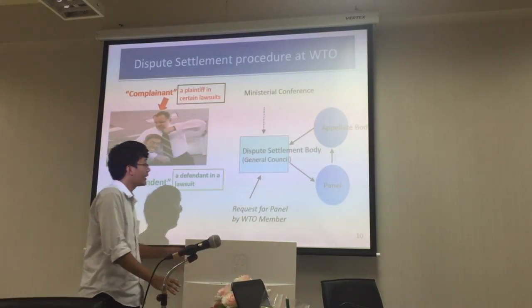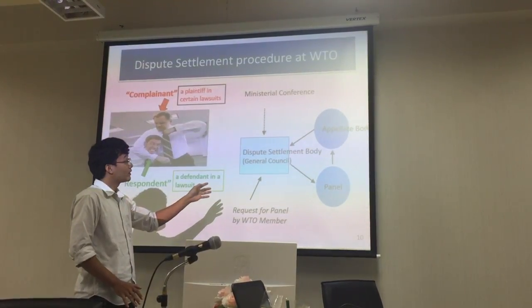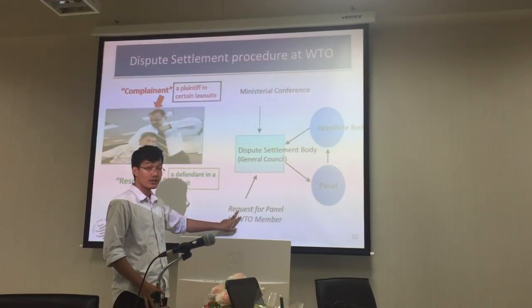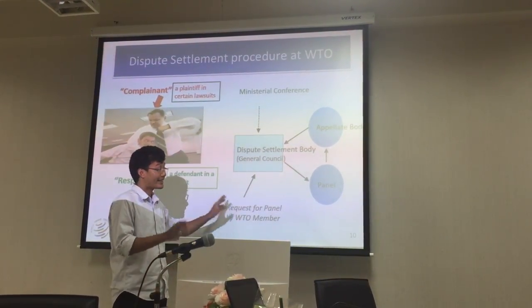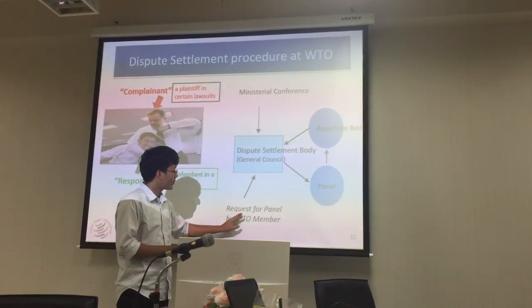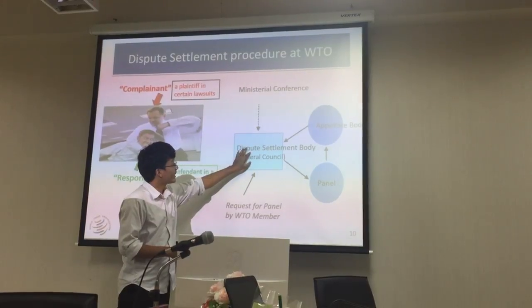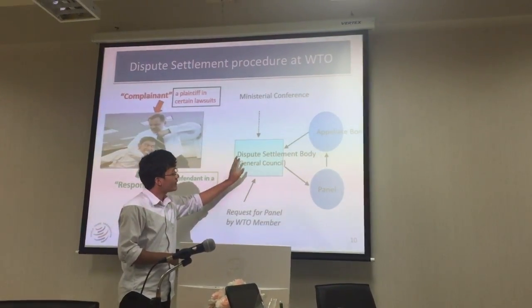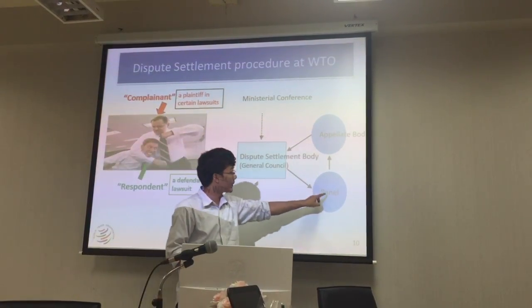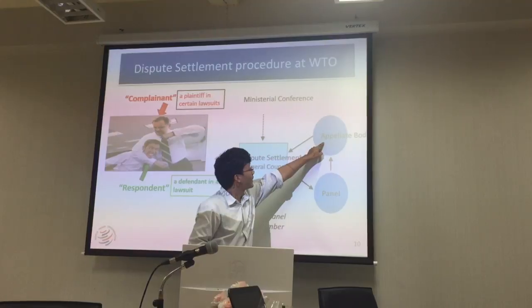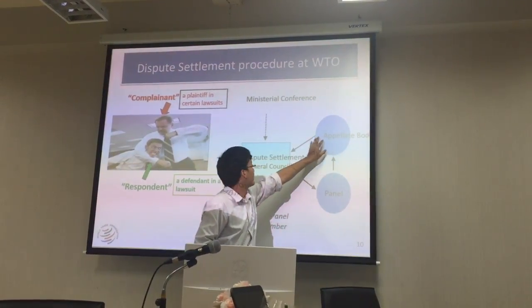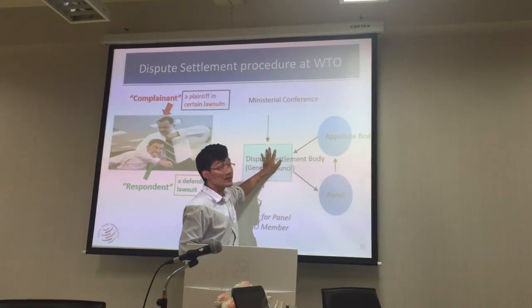Moving to the graphic, I could summarize to you that when two parties dispute each other or don't agree on something, they will request a panel from the DSB, and the DSB will consider and then move to the panel, and the panel moves to the appellate body, and after that the final decision will be submitted to the DSB.